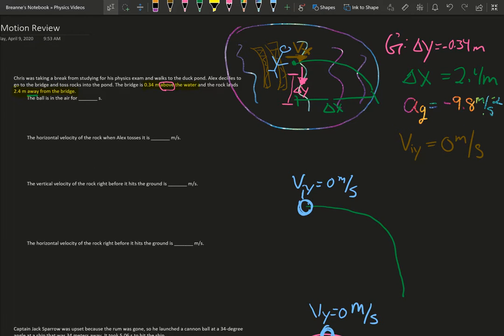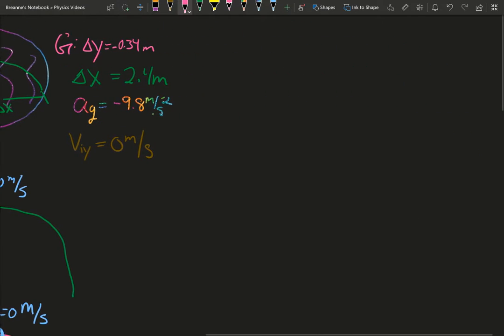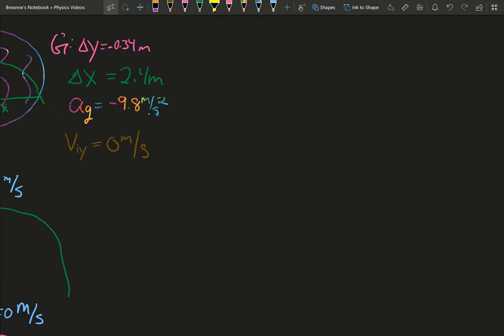Okay, here we go. So first thing we're looking for is how long the ball is in the air, in seconds. So hopefully you realize if it's asking for seconds, you're looking for time. So you're looking for time. So let's write out our potential equations. We have delta x equals Vx times time.